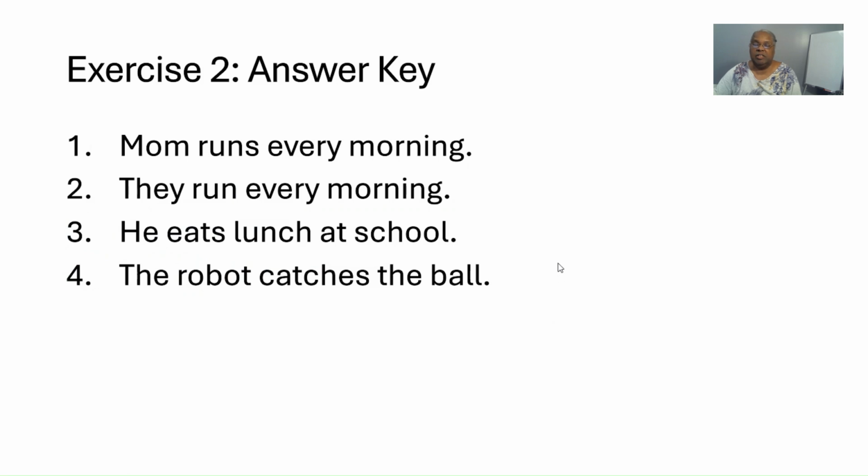Here is the answer key to exercise 2. Let's read the 3 sentences that needed to be rewritten. Number 1. Mom runs every morning. Number 3. He eats lunch at school. Number 4. The robot catches the ball.